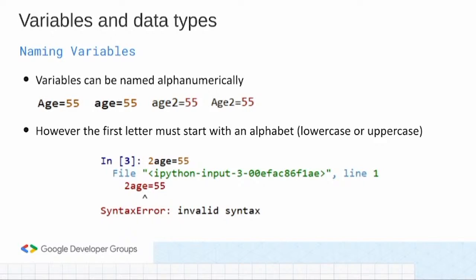One thing that you should have noticed here is that the first letter should always begin with an alphabet. However, if you were to begin with a number, the compiler throws an error saying invalid syntax. From this example, you can see I have started with a number, let's say 2age equal to 55. It has shown a syntax error.